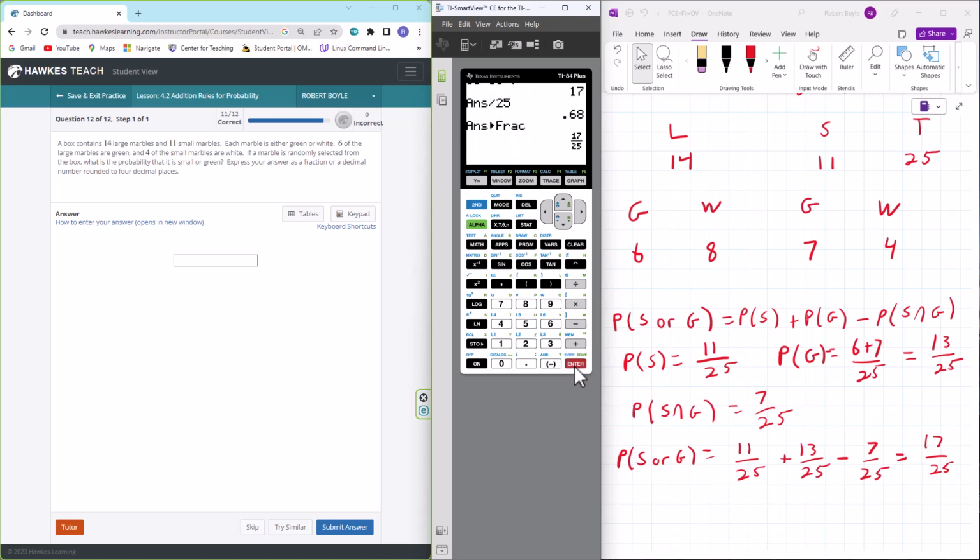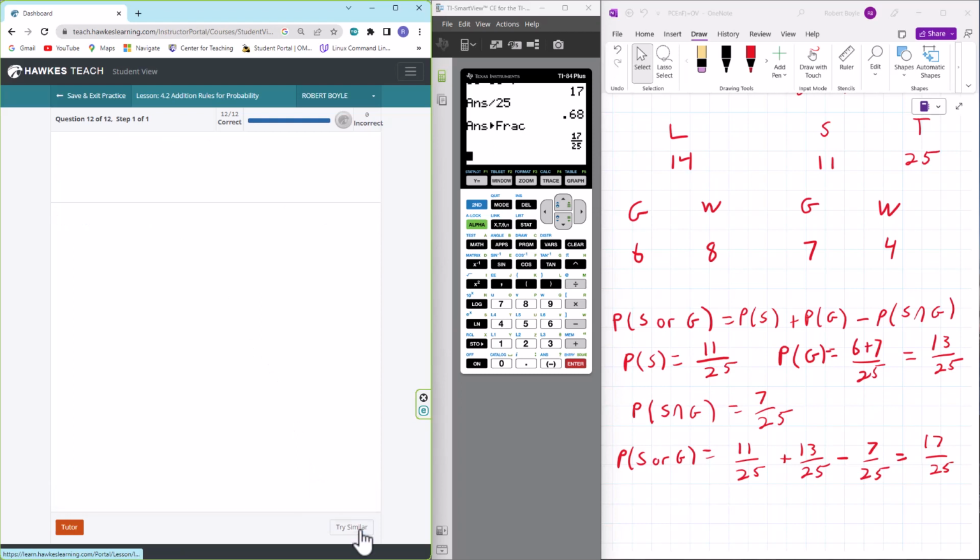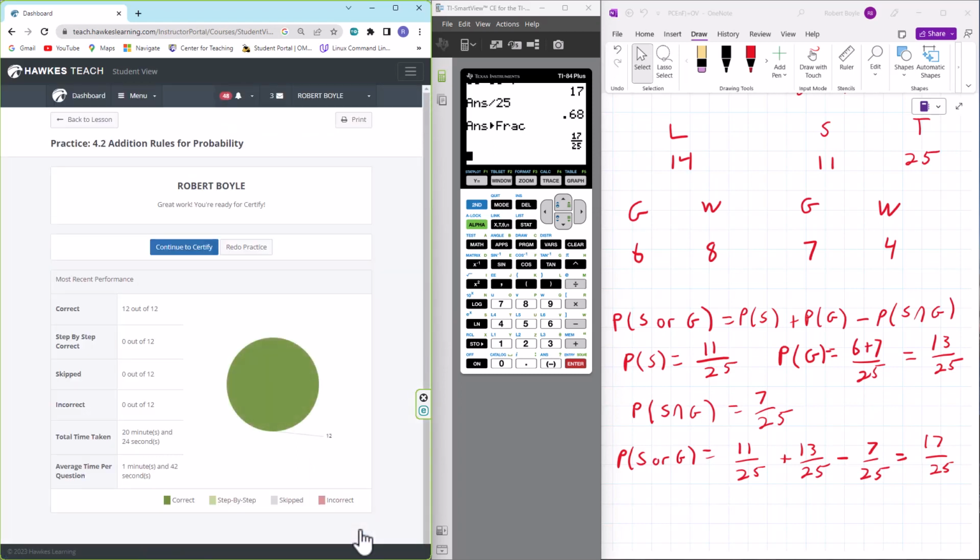Right. So our answer is either going to be 17/25 or 0.68. I'm going to use the fraction part again just to get used to the notation. So slash, now this one has a different notation. Put in 17, tab, no space, tab, 25. And there you go. And that is how you do your homework for this particular lesson.